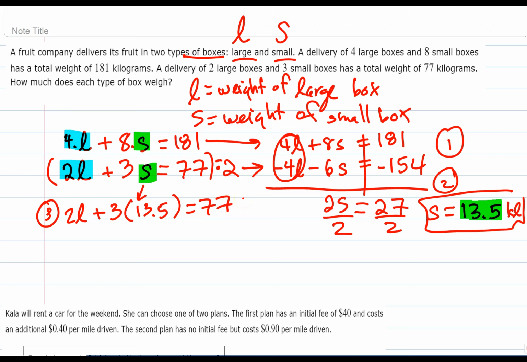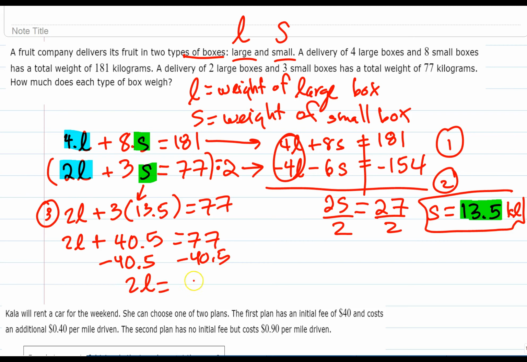See how that worked? You got a calculator? What's 3 times 13.5? Is that 40.5? Next step. So now we're looking at 2L is equal to, is that 36.5? Are we done? Last.